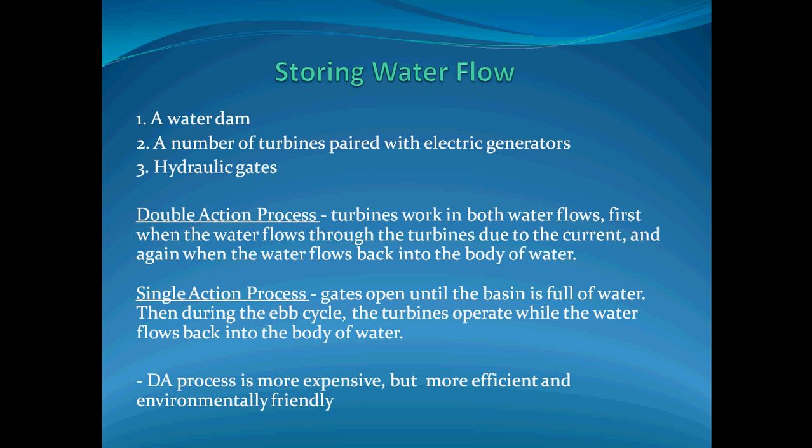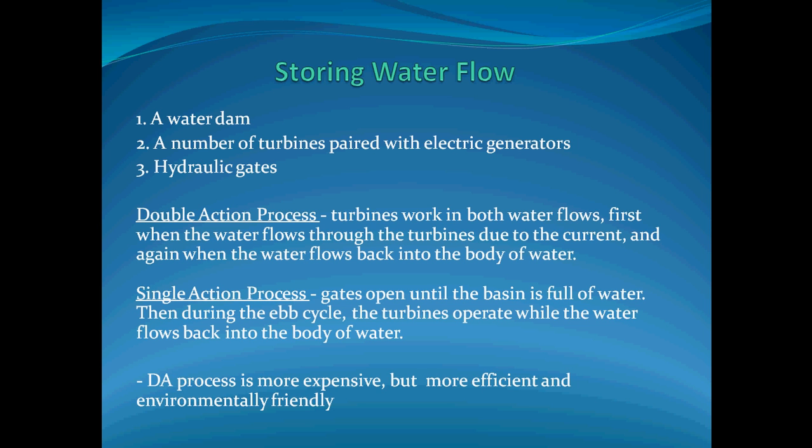So there are three major aspects when installing a tidal power plant. First is the water dam that's composed of many different turbines, each paired with electric generators. These are accompanied by hydraulic gates to control the water flow. Now, there are two different processes to make your tidal power plant work.